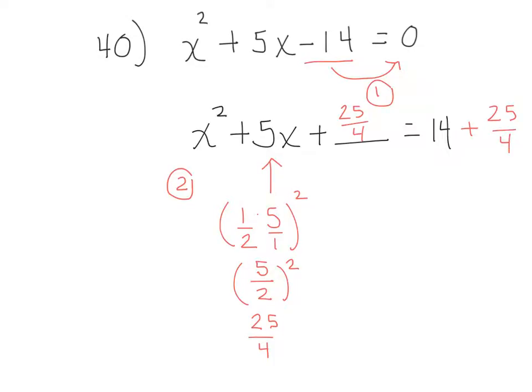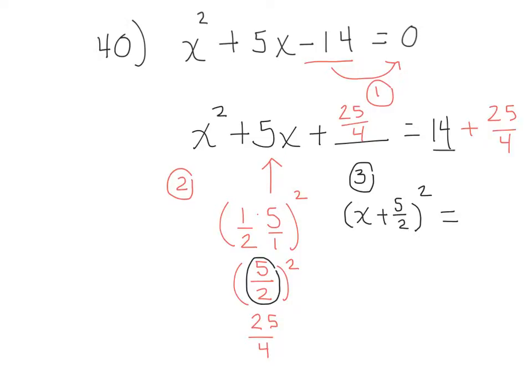Now, step 3 is our perfect square trinomial can become a binomial squared. You square root the first term, the square root of x squared is x. You square root the last term, the square root of 25 over 4 is what we had here before we squared it, so 5/2. And you bring down the sign of the middle term.